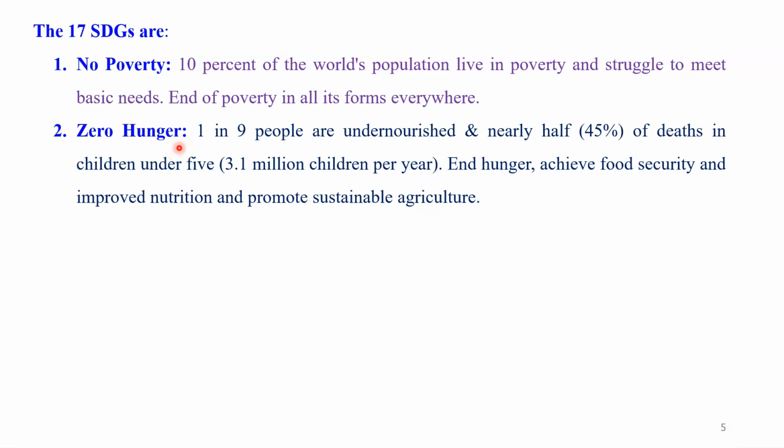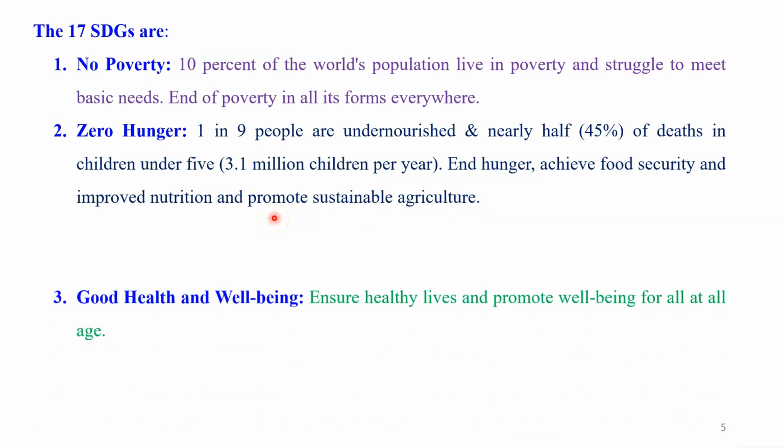Second important goal, no hunger. Hunger is also an important problem faced by the world at the international level. Again I repeat, in most African and ASEAN countries this problem is very serious. One out of nine people faces undernutrition, and nearly half, that is 45% of the deaths in children under 5 years old, are linked to this problem. Dear student, millions of children die per year due to hunger. Therefore, to end hunger, achieve food security, improve nutrition, and promote sustainable agriculture development, the zero hunger goal was decided.